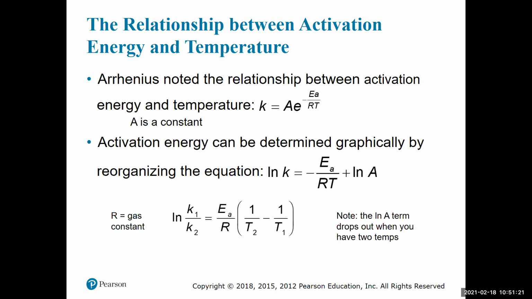We're not going to worry about that for now. E is the natural log E, okay? So instead of being base 10, it's base E. And then EA is the activation energy. R is the gas constant, which we've used before, and temperature is expressed in Kelvin.